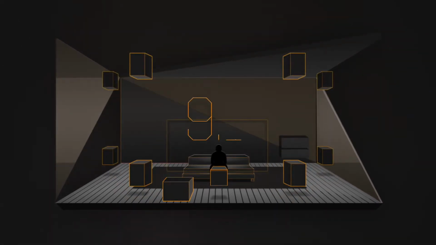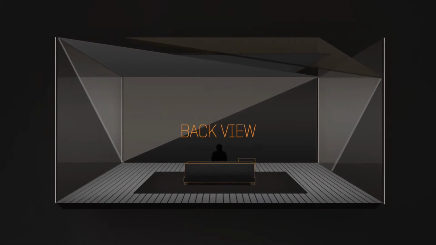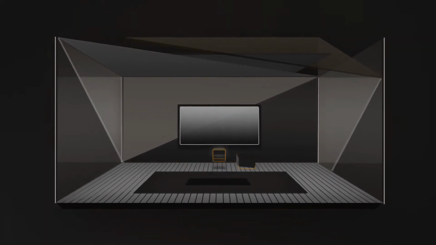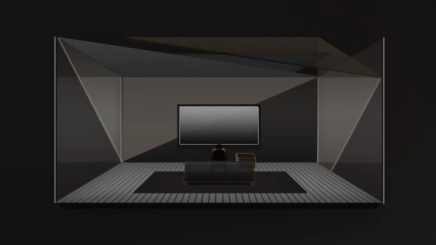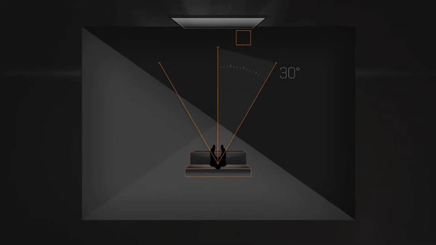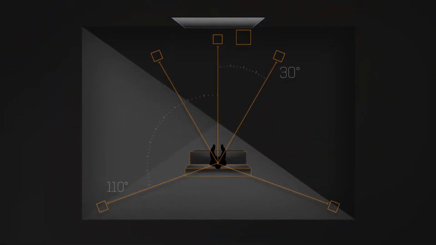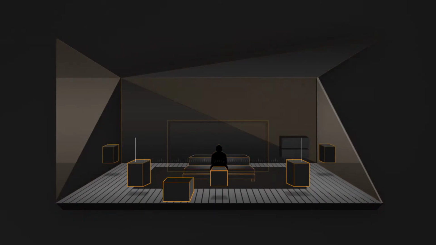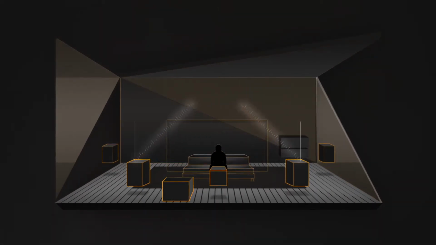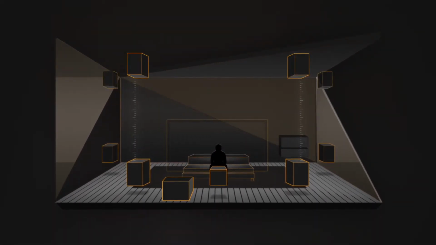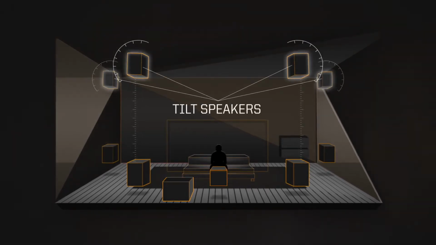Auro 9.1 is the minimum configuration needed for an immersive listening experience. For the ideal 9.1 setup, you position the center speaker and the subwoofer under the screen. Place the left and right speakers at 30 degrees from the center line of the listening position, and the left and right surround speakers at 110 degrees. Half of the distance between the left and right speakers is the ideal elevation to install the height speakers. For an optimal result, tilt them down in the direction of the listener.